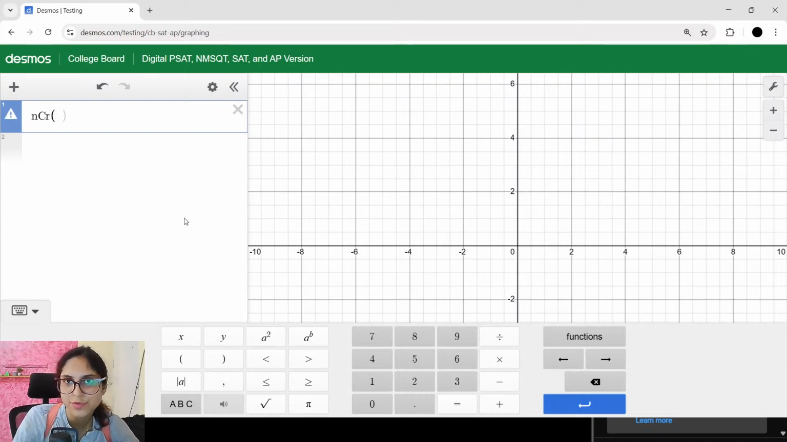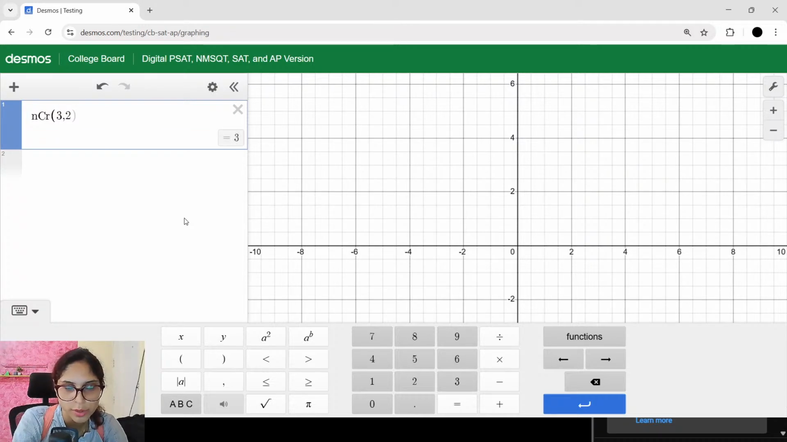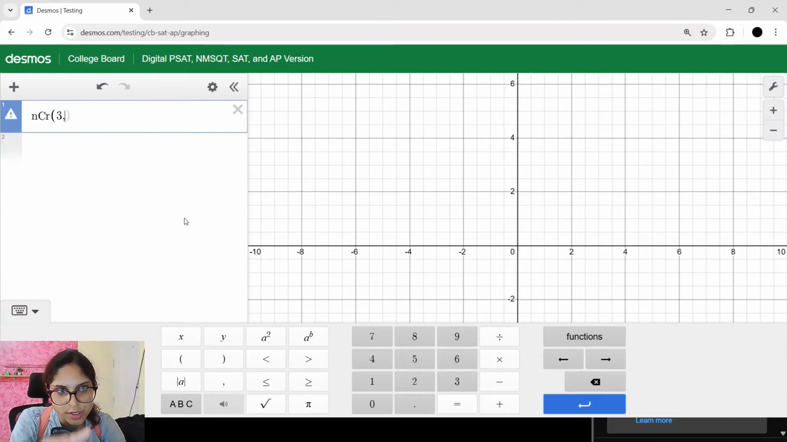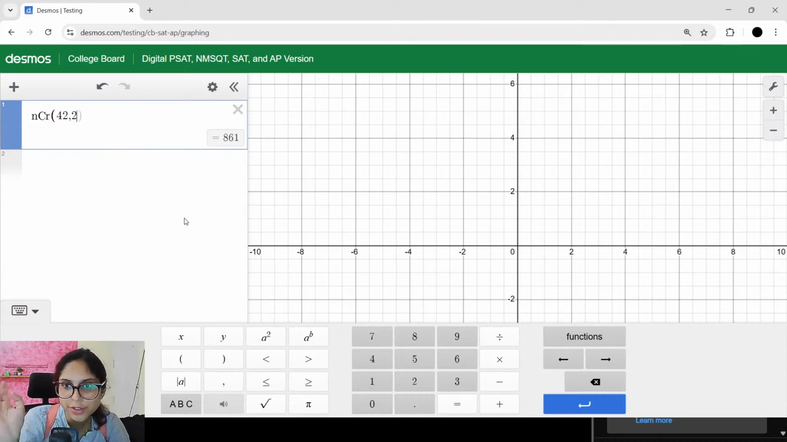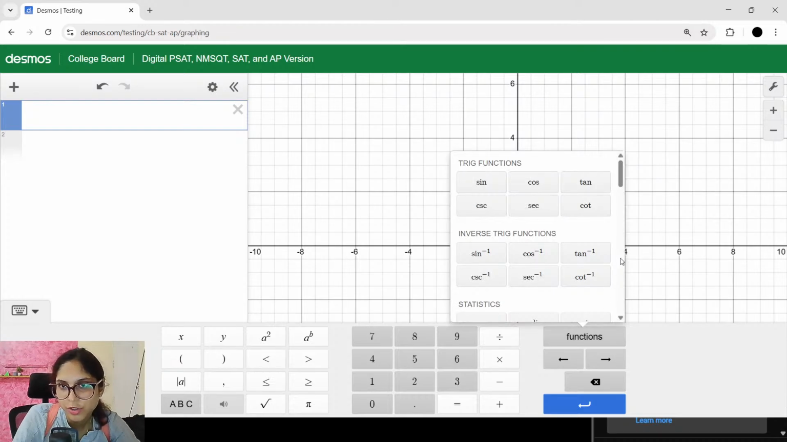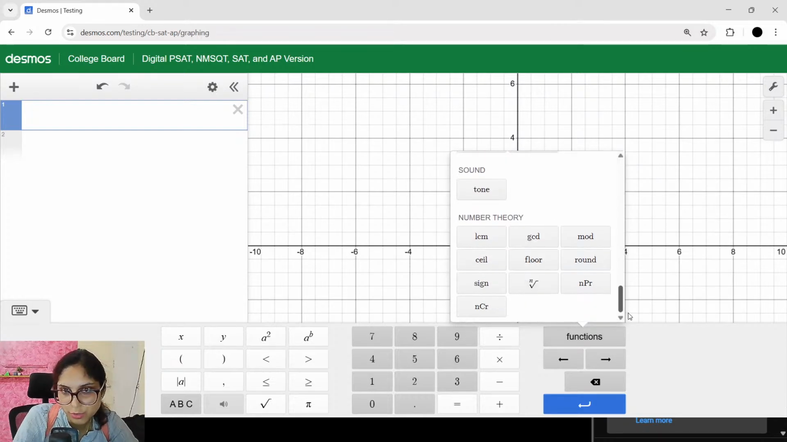Similarly, NCR, this is for your combinations. Again, if you want to find 3C2, you give 3, 2, and you can get the value. So the first argument is the value of n, the second argument is the value of r. You cannot give a value greater than over here. For example, you can get your answers from here. So this is your NPR and NCR. So these are all the functions that you can do.